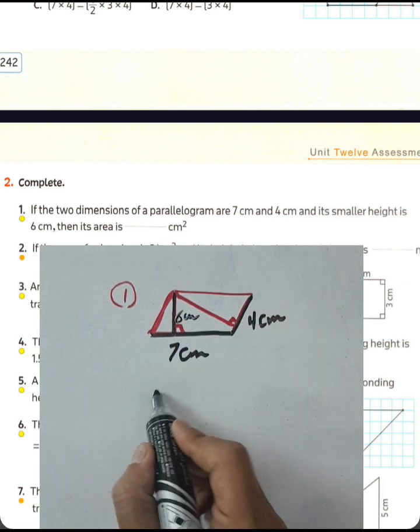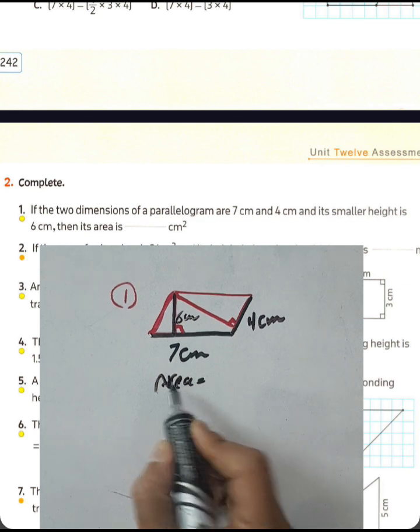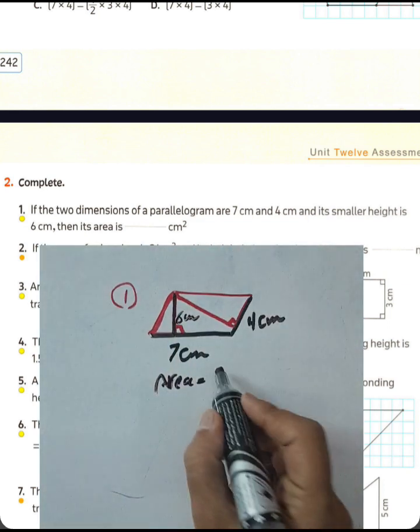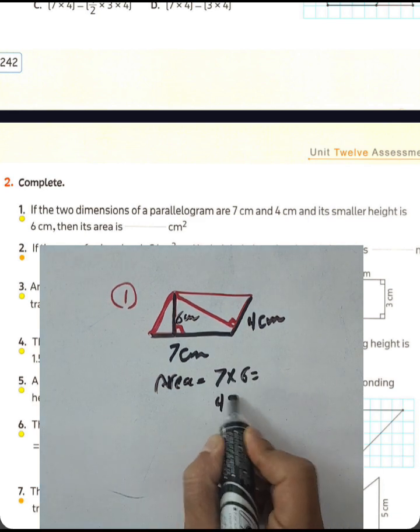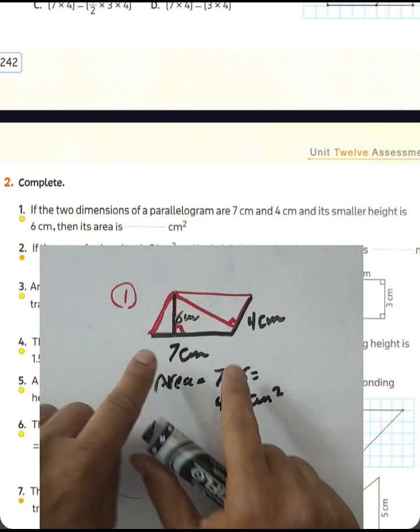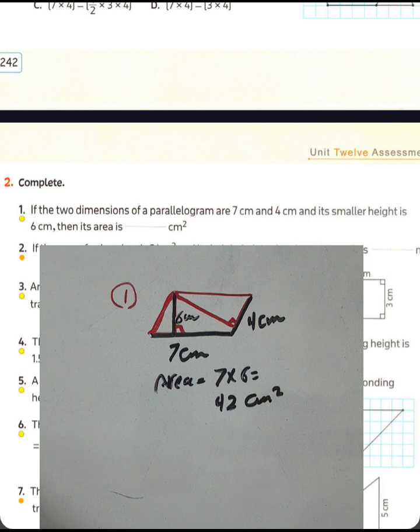Then he wants to find the area. The area equal base times corresponding height. The greatest base product by the smaller height, 7 product by 6 equal 42 square centimeter. It's the area of the parallelogram, right? The greatest base product by the smallest height. Okay.